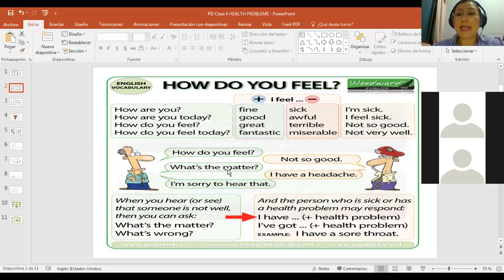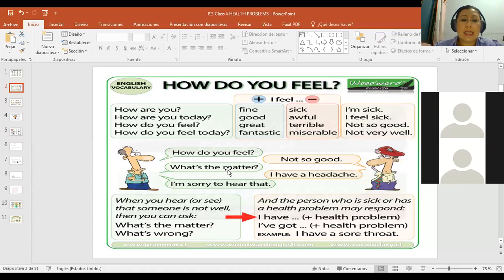So, when we provide a response or an answer like that, people say, what's the matter, right? What's the matter? And you can say, I have a headache. I have a backache. I have an earache, or whatever problem you may have. And people normally try to make us feel like they are taking care of us, or that they care about our problem. And they say, I'm sorry to hear that. They become like empathetic and they say, I'm sorry to hear that.